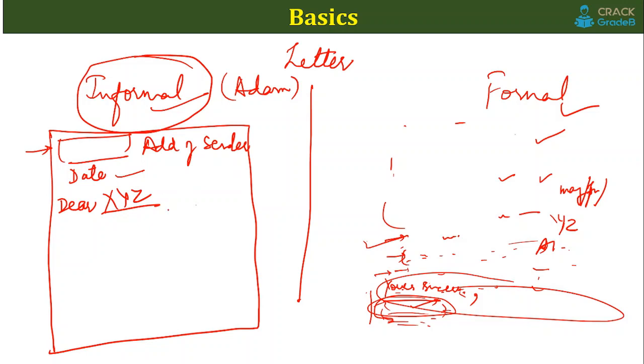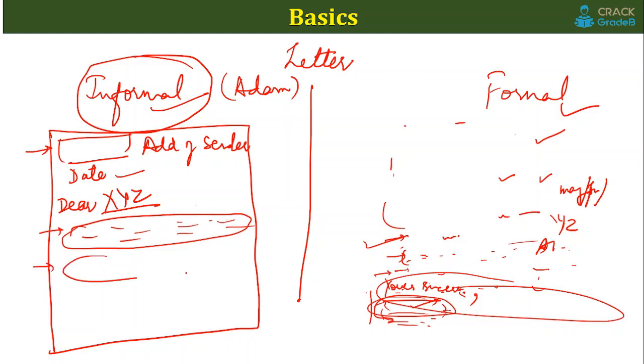So you need to keep all these things in mind. After that, you will basically start your letter, saying that I got to know about your situation, that you have topped in the university, or let's say your birthday is coming near, or whatever. You will basically introduce your letter here.